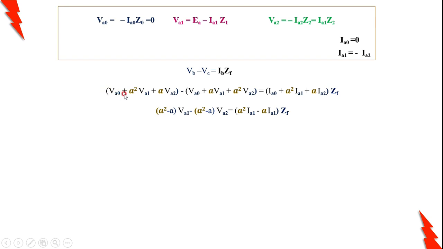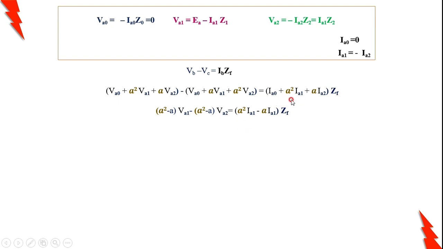Here I got VA0 is equal to 0, A square VA1. Here it is A VA1. Therefore, I am clubbing the VA1 terms. Taking VA1 as common, here it is A square, here it is minus sign, minus A VA1. Similarly, I am grouping the VA2 terms and I am getting A square minus A into VA2. Here it is A VA2, it is A square VA2 with a minus sign. Just changing the sign by taking minus outside, that is A square minus A VA2.